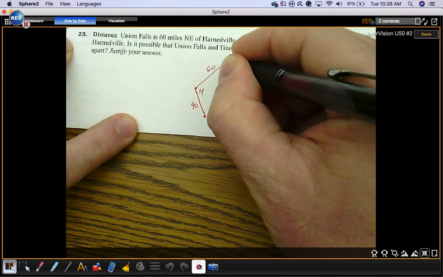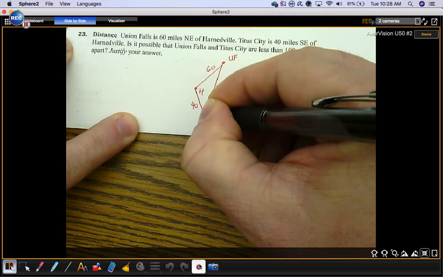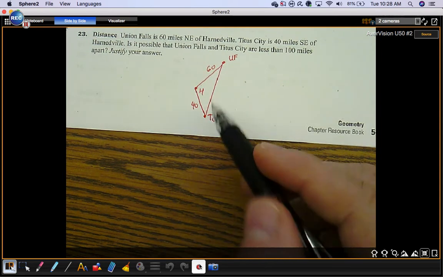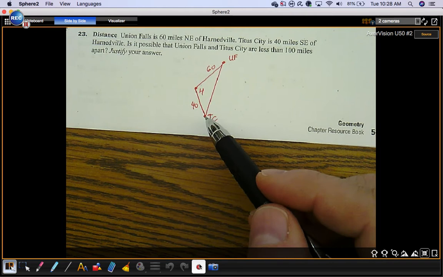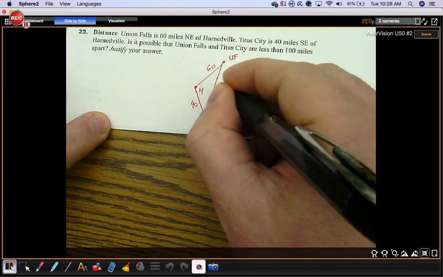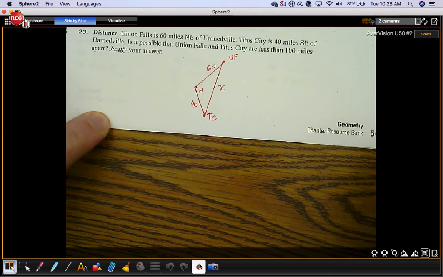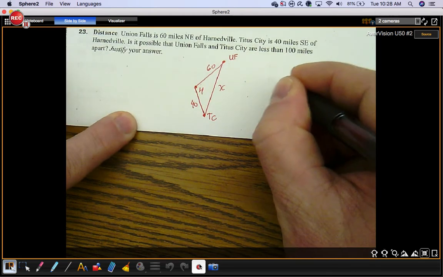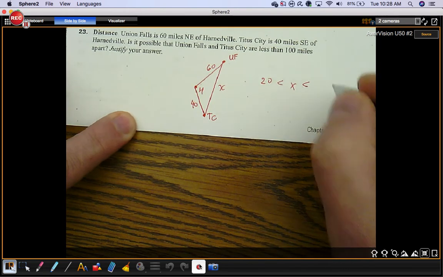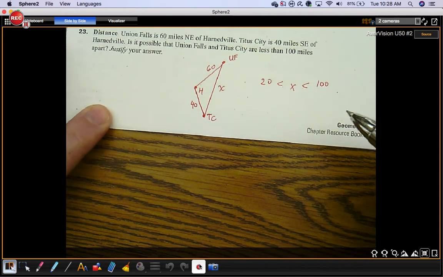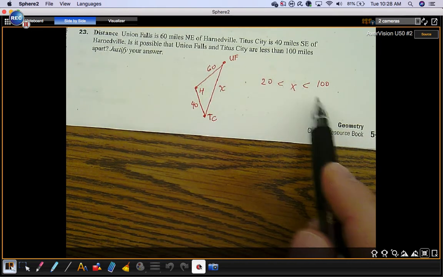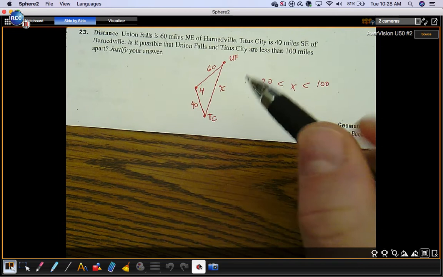Well, here you go. That's your third side. Remember, if you're making the third side of the triangle, X, what could that third side be? Well, that third side could be bigger than 20, and it's also got to be less than 100. Is it possible that they are less than 100 miles apart? Yeah, definitely. They're definitely going to be less than 100 miles apart.